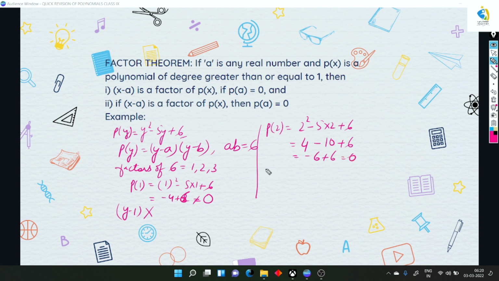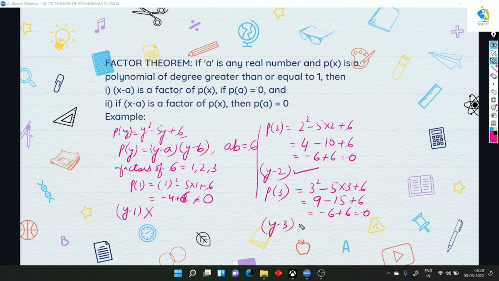So the conclusion will be y minus 2 is a factor. Okay. The third one is P of 3. P of 3 will be 3 square minus 5 into 3 plus 6. 9 minus 15 plus 6. So again this is coming as 0. Y minus 3 is a factor.